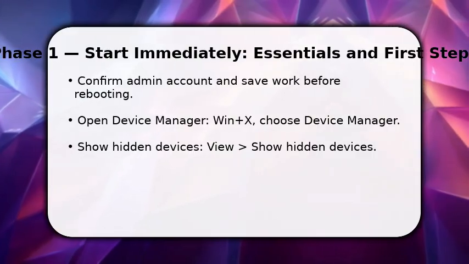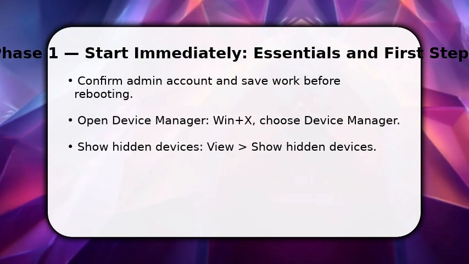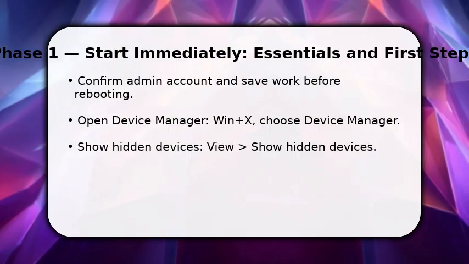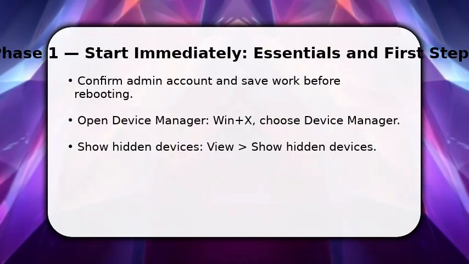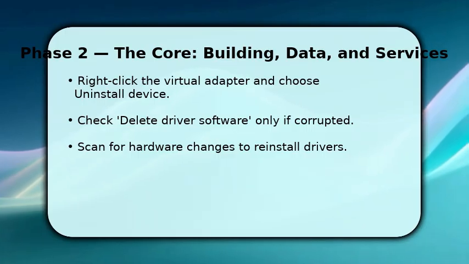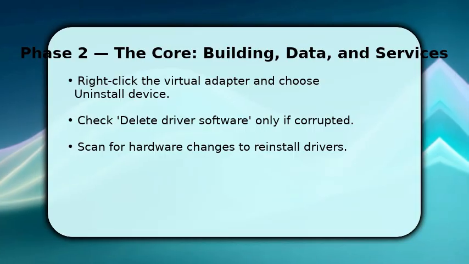Once done, identify entries labeled Microsoft Wi-Fi Direct or Virtual Adapter, so you can act on the correct device in the next step. You will remove the faulty driver now. Right-click the Microsoft Wi-Fi Direct Virtual Adapter and choose Uninstall Device. If Windows reports driver problems, check Delete Driver Software for this device, otherwise leave it unchecked.